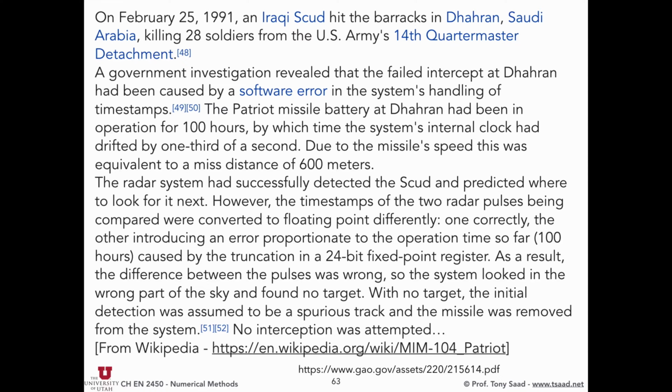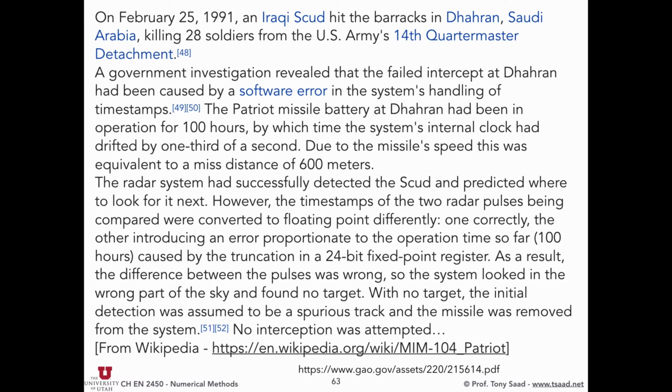Now the internal clock drifted by 1/3 of a second for the secondary pulse. Now you may think that that's not a big deal, but 1/3 of a second multiplied by a missile traveling at Mach 5, or about 3,700 miles per hour, that's about 1,700 meters per second. That causes the estimate of the missile to be off by about 600 meters, and then the battery said, "Hey, this object is far away. It's not within range, so we're going to assume that it's not a missile." And then, lo and behold, the missile hit the barracks and caused the tragedy.